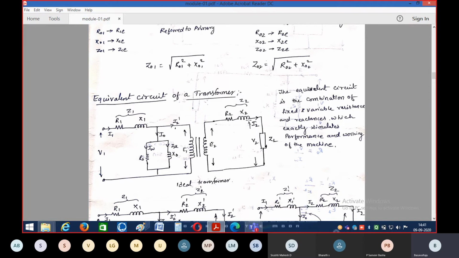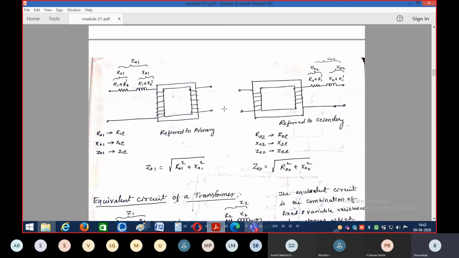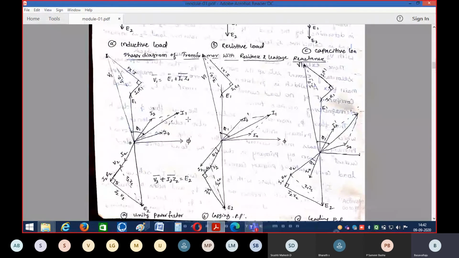Now the current which the secondary carries is equal to I2. This same I2 current, if you refer it to the primary, is called I2 dash. I2 dash is nothing but the negative value of I2. So I2 dash plus I naught is equal to what? I1. That is what we discussed in the vector diagrams also.